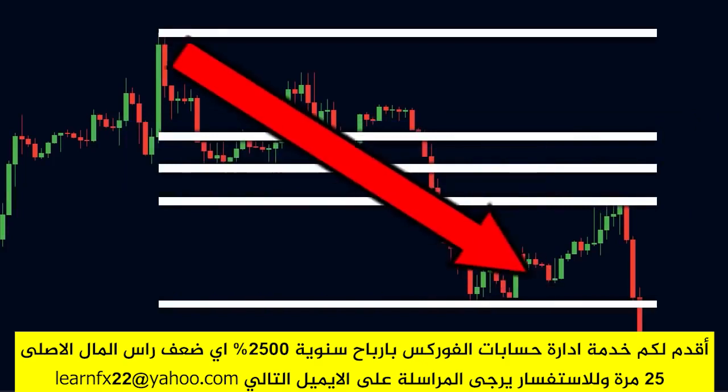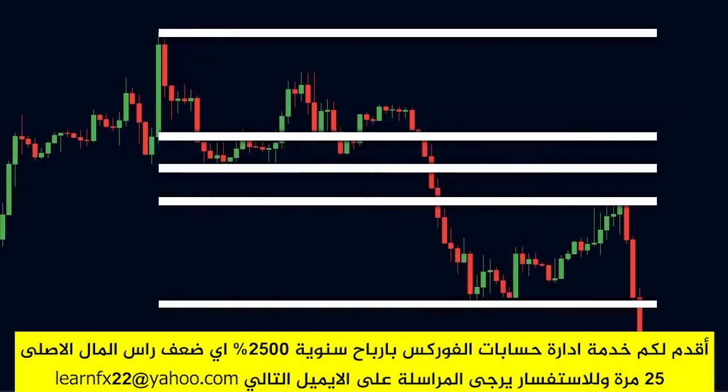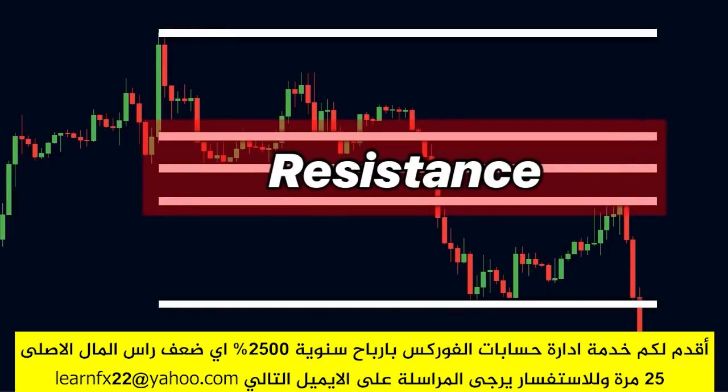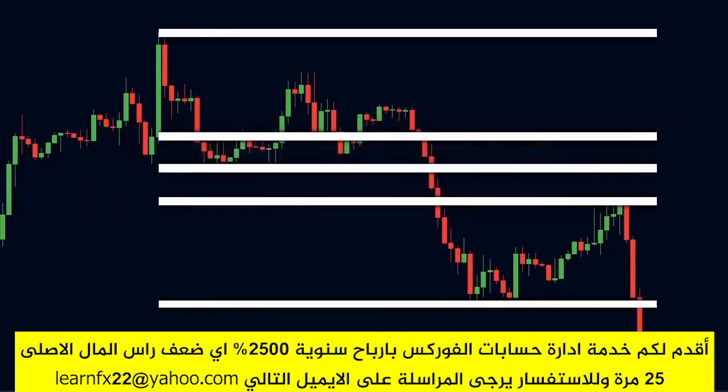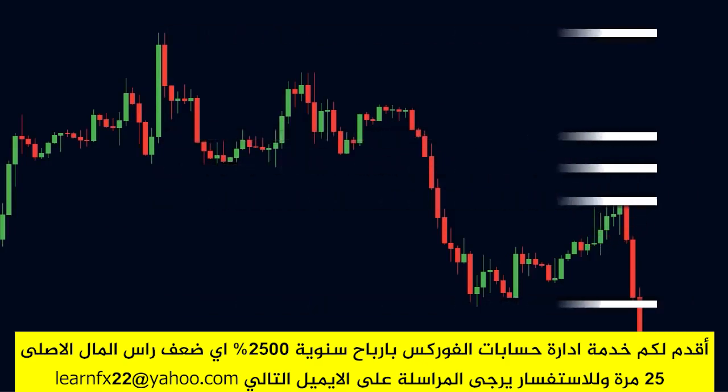Now, because the price is in a downtrend, we expect the Fibonacci levels to act as a point of resistance. And as you can see, the price found resistance at the 38.2 level and immediately reversed downwards.